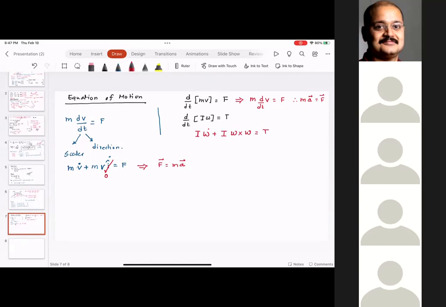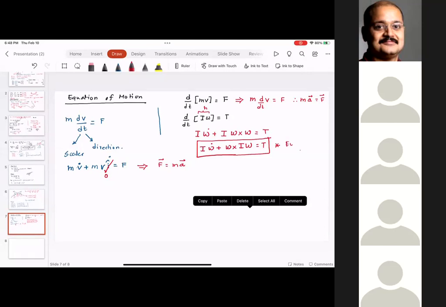Everyone understood this? The other way this can be written, and this is the famous Euler equation, is I omega dot plus omega cross I omega is equal to T. Remember this. And this is what we studied in last class, where I said I times omega is equal to H. So this is called the Euler equation.